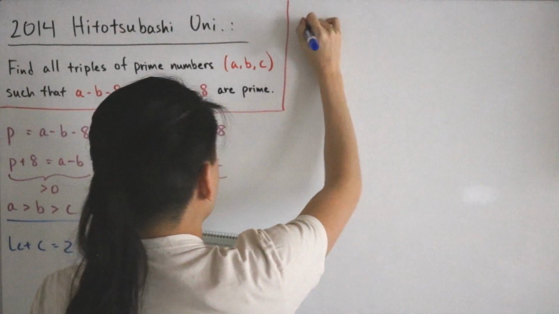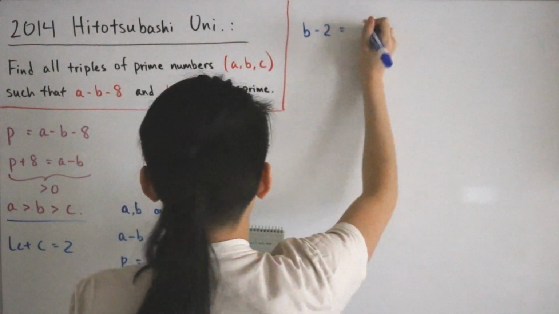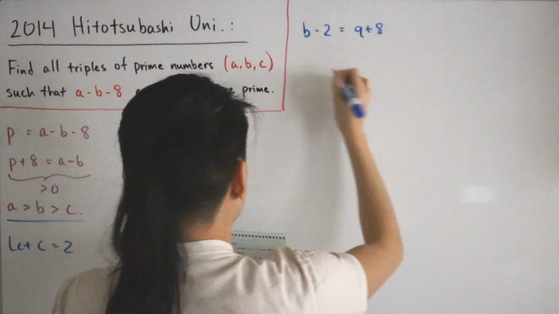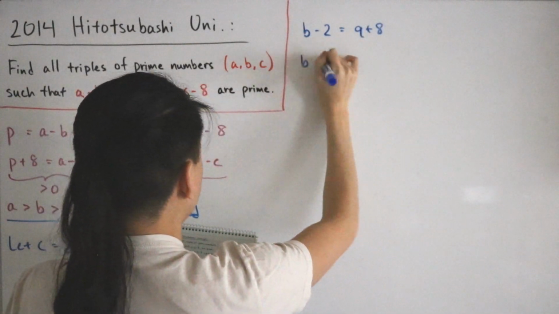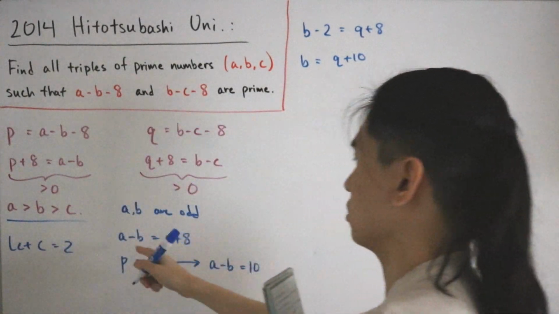Then I substitute, we said c is equal to 2, so put that back in. So b minus 2, which is equal to q plus 8. I'll add that 2 back over here, so b is equal to q plus 10. Then with this in mind, I'll put that back into the substitution over here.